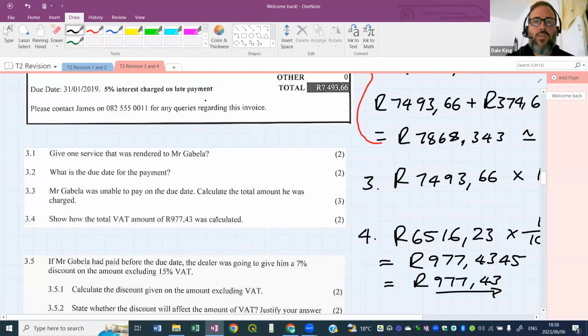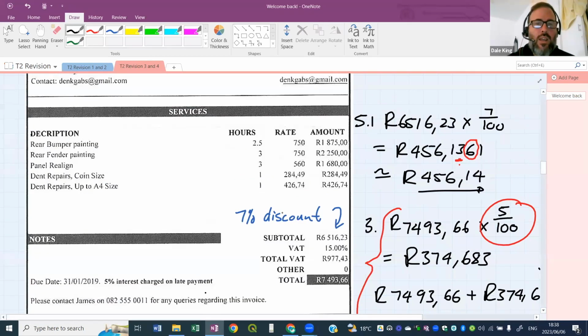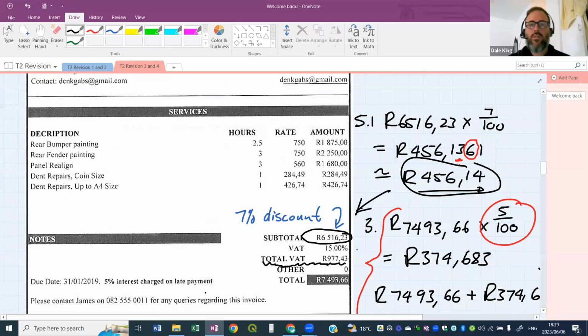So let's go back up to the invoice. Here's the invoice. The owner's saying, if you pay before the normal time, you'll get a 7% discount. We know how much that is. So this subtotal here will reduce by this amount. Will that affect the VAT, which is down here? Who would like to tell me?